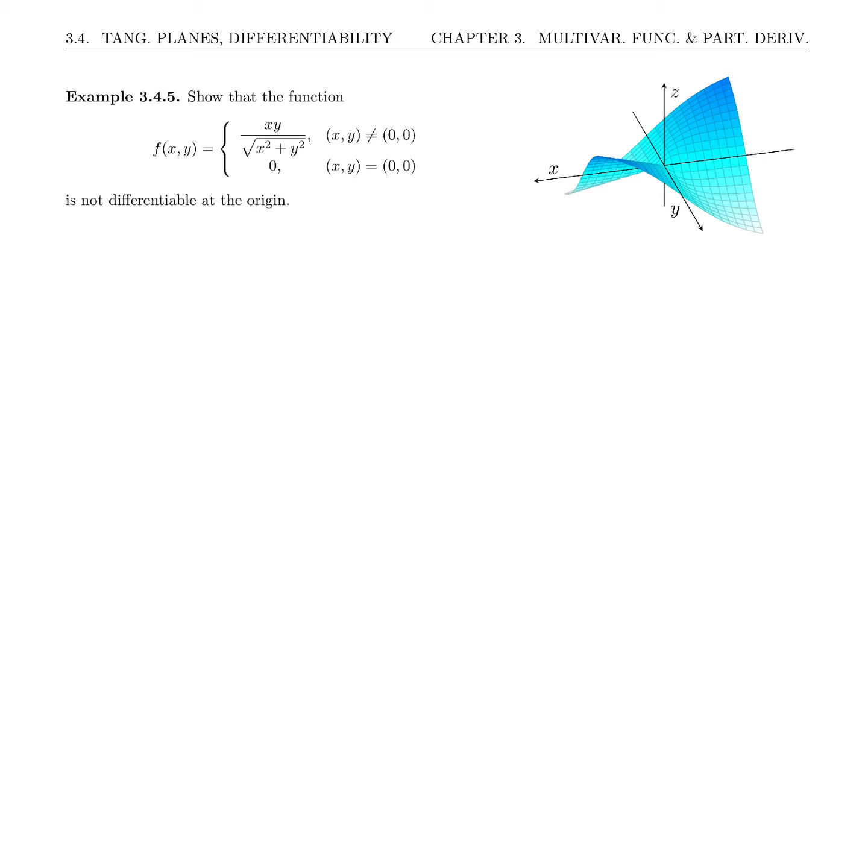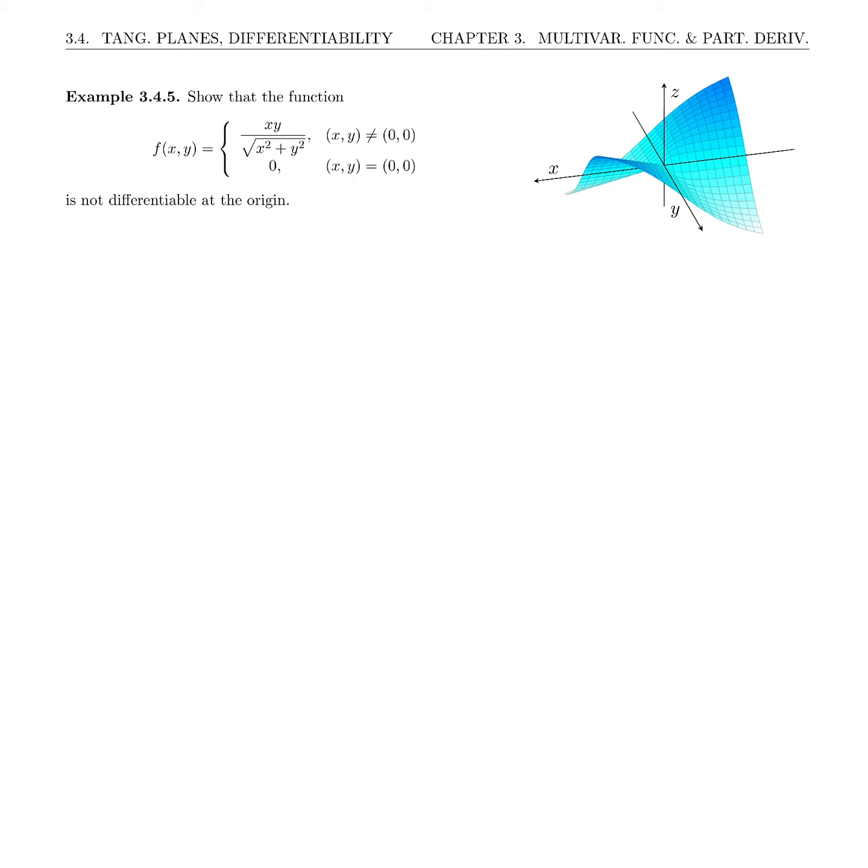In this video, we are going to finish up section 3.4 on differentiability by looking at example 3.4.5 and then two theorems which relate differentiability and continuity. In this example, we're asked to show that the function f of xy, which is given here, is not differentiable at the origin. This is actually the same function that we looked at graphically in a previous example and determined exactly the same thing, that at the origin there is no appropriate tangent plane.